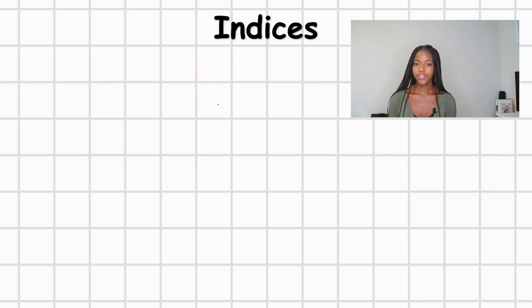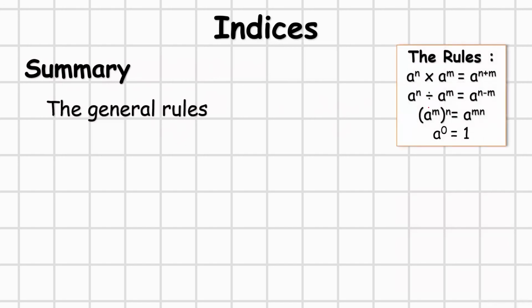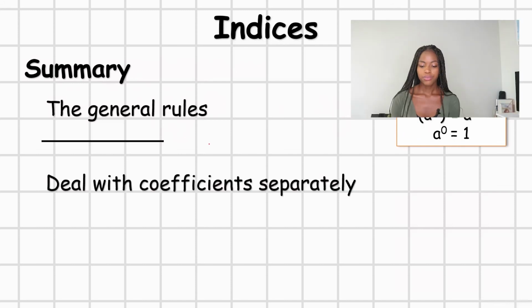I'll just do a quick summary of the things that we've gone through. One thing to remember is the general rules, which is the list here. It's just to remember the rules of multiplication, division, and raising to a power, and also a to the power of 0. We didn't need it this time, but just for future reference. Another thing to remember is to deal with the coefficients separately. So if we are multiplying something with a coefficient, we still need to multiply the coefficient separately. The same goes for division and raising to a power. So if we're raising a bracket to a power, we still need to raise the coefficient to a power.